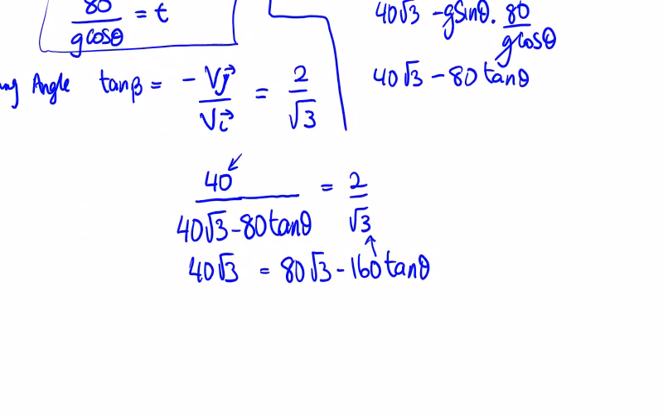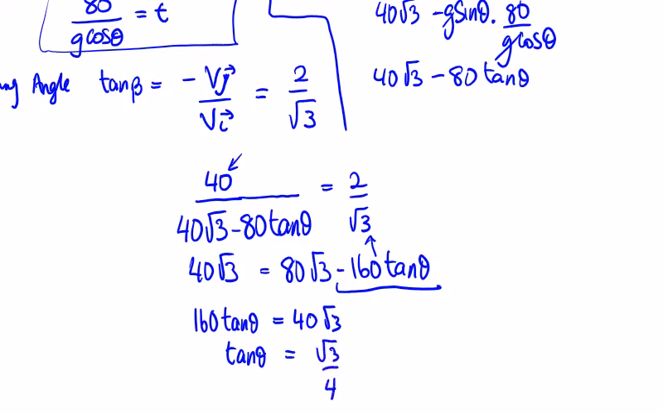is going to be, well, if I bring the minus 160 to the left to make it positive, I'm going to get 160 tan theta is equal to 80 root 3 minus 40 root 3. So it's going to be 40 root 3. So if I divide by 160, I'm going to get tan theta. 40 over 160 is 1 over 4. I'm going to get root 3 over 4. And the inverse of that on a calculator will give me theta to be 23.4 degrees.